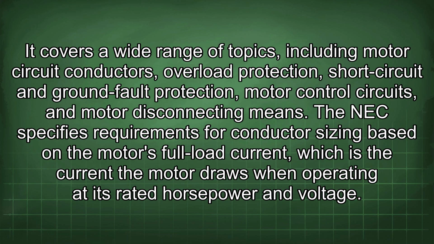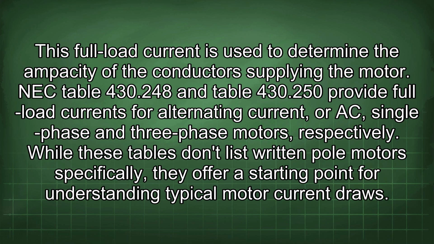The NEC specifies requirements for conductor sizing based on the motor's full load current, which is the current the motor draws when operating at its rated horsepower and voltage. This full load current is used to determine the ampacity of the conductors supplying the motor. NEC Table 430.248 and Table 430.250 provide full load currents for alternating current, or AC, single-phase and three-phase motors, respectively. While these tables don't list written pole motors specifically, they offer a starting point for understanding typical motor current draws.